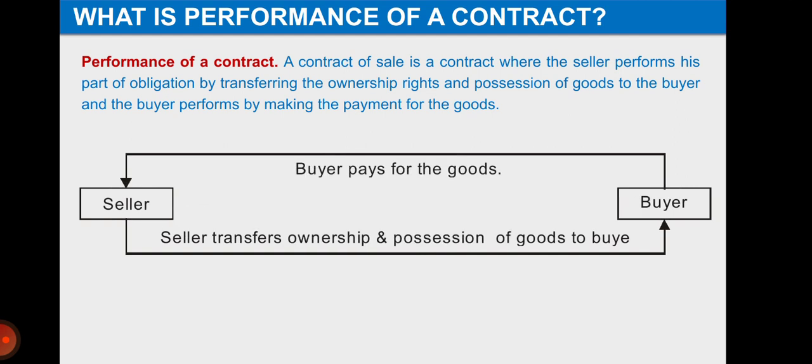So in this diagram, you can see when the buyer pays for the goods and the seller transfers the ownership and possession to the buyer, the performance of a contract takes place. Now, what is transfer of possession? There is a difference between possession and ownership.